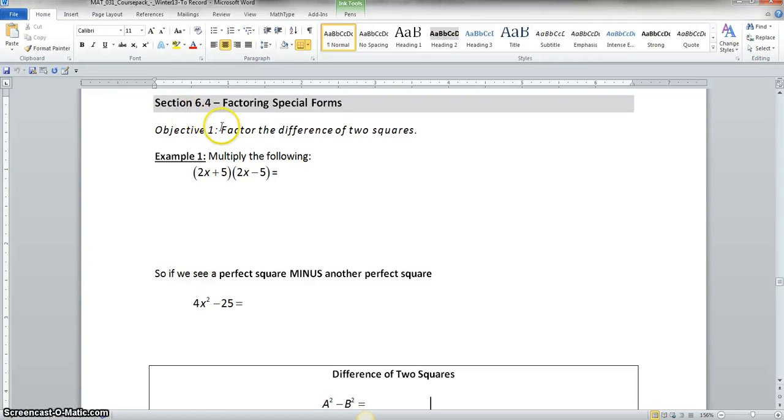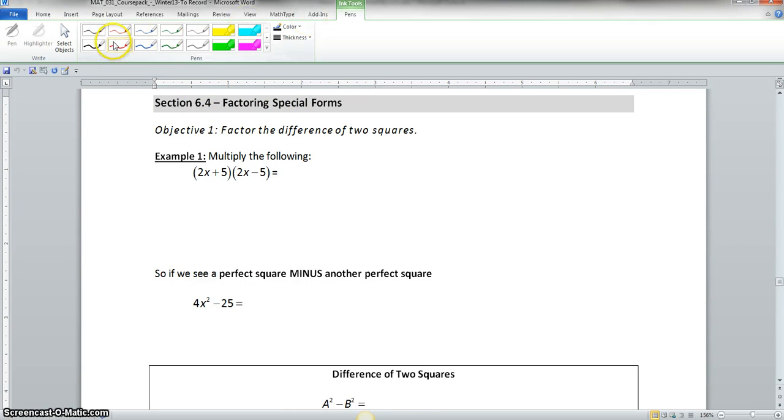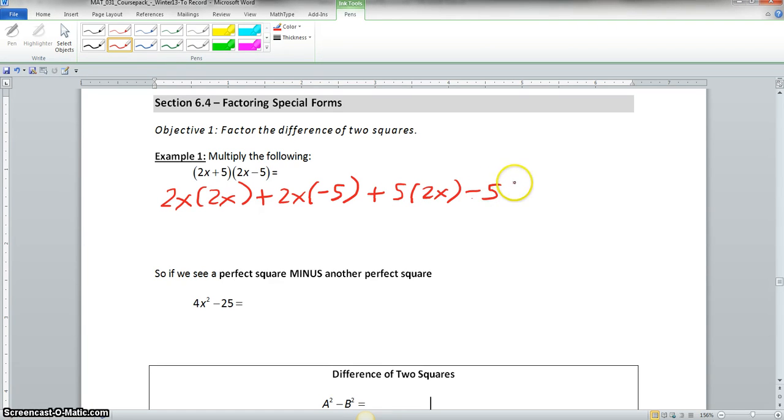Okay, class, we're starting on section 6.4, factoring special forms. Now, it says objective 1, factor the difference of two squares. Now, we want to multiply this. So, we would take 2x times 2x, and then we would take our positive 2x and multiply it by the minus 5. We would take plus 5 times 2x and plus 5 times the negative 5.